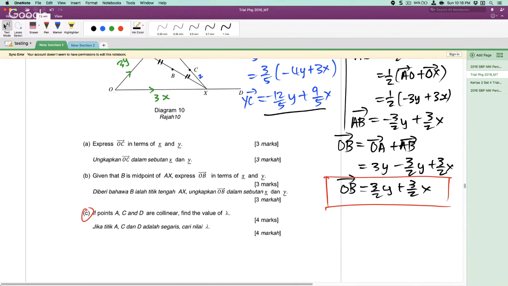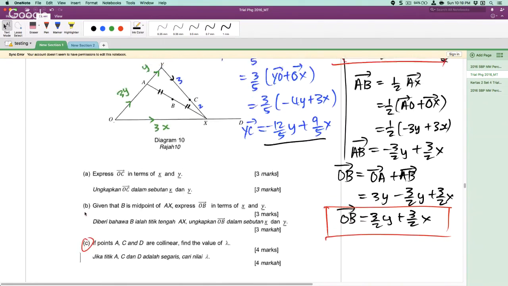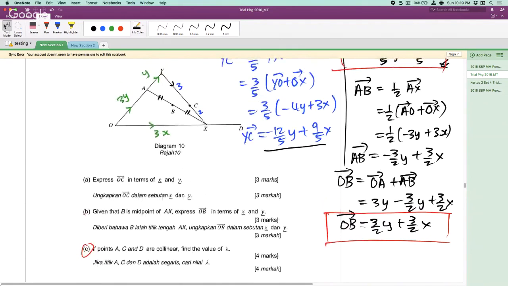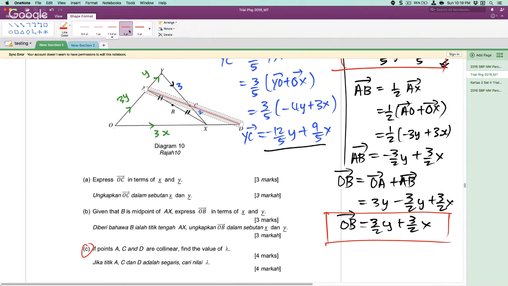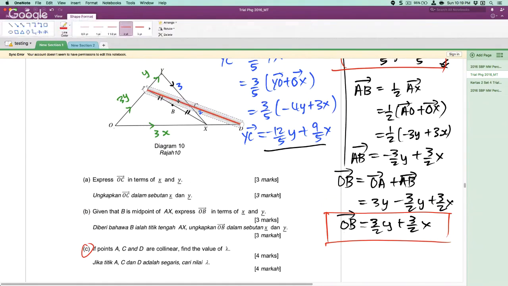Okay, then this question asks you about the points A, C, D being collinear. Collinear means these three points are on the line itself. So the question is telling you A, C and D form a straight line. Obviously, what I drew here doesn't look like a straight line, but it should be one. So I'm connecting A, C and D. I hope you can see it's sort of a straight line over here.